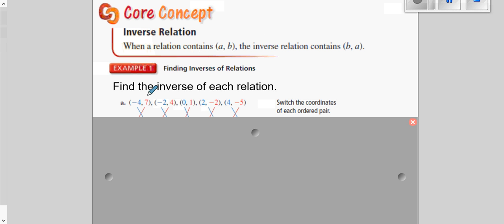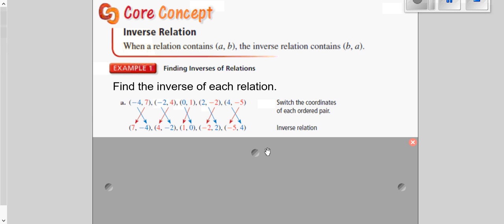So if we find the inverse of this set of points, (-4, 7), (-2, 4), (0, 1), (2, -2), and (4, -5), we just switch the coordinates. So (-4, 7) becomes (7, -4), and so on. You just switch the x's and y's, and you get an inverse.